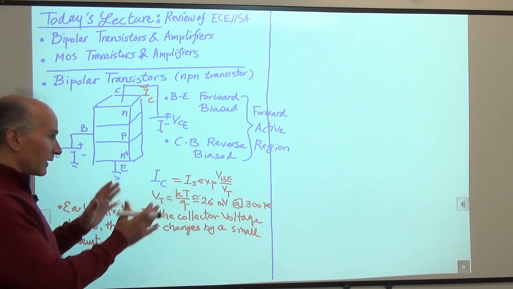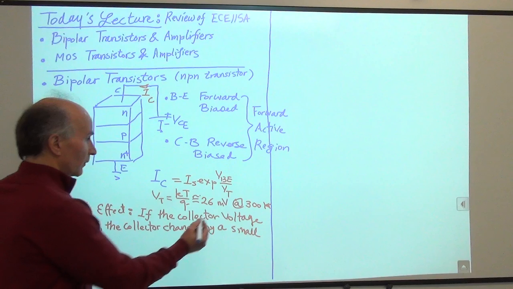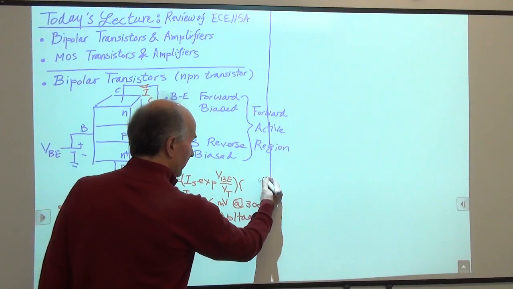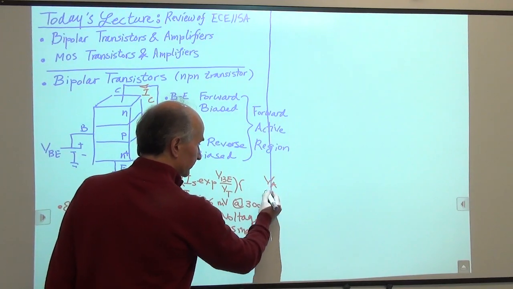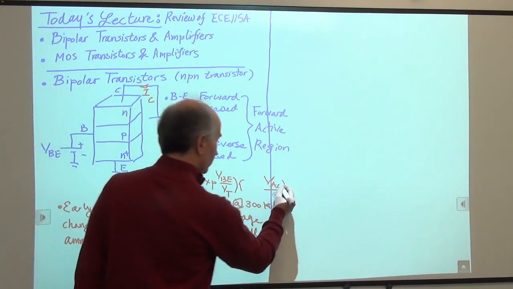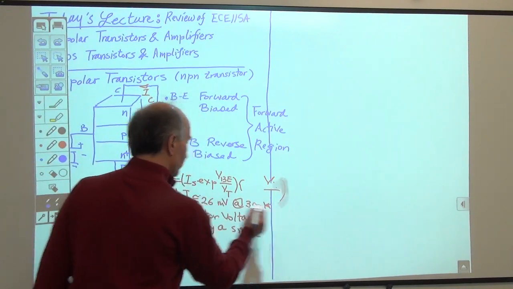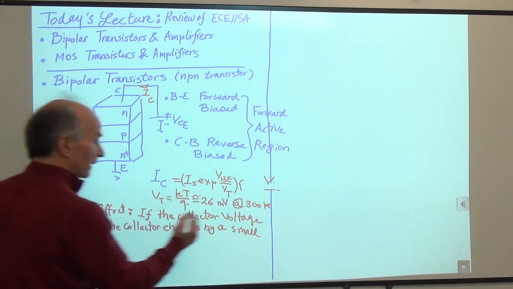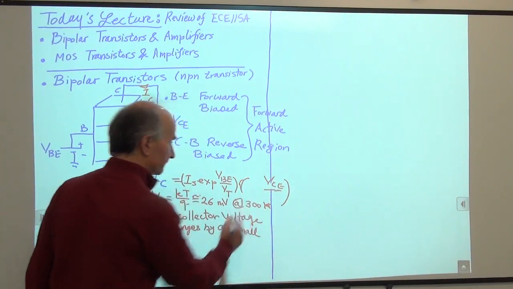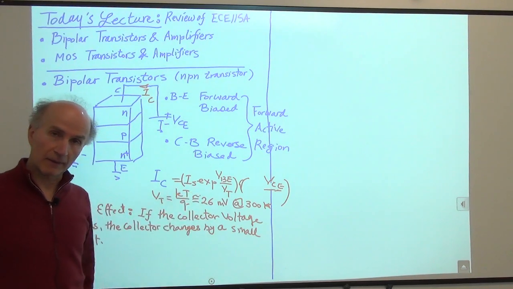We say, okay, let's try to change that linearly as a function of the collector voltage or collector emitter voltage. So we take this whole expression here and simply multiply it by something that has the collector emitter voltage in it, because we are expecting that the current goes up as the collector emitter voltage goes up. Now we expect some dependence, and we're going to make it a very simple first order linear dependence.